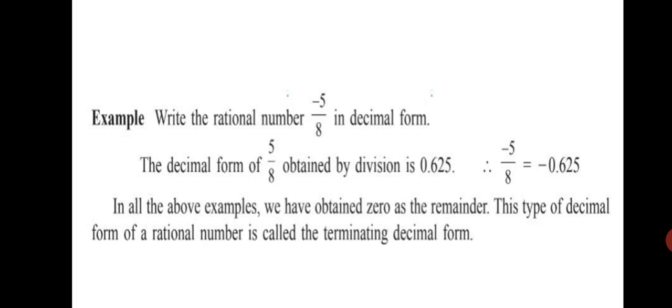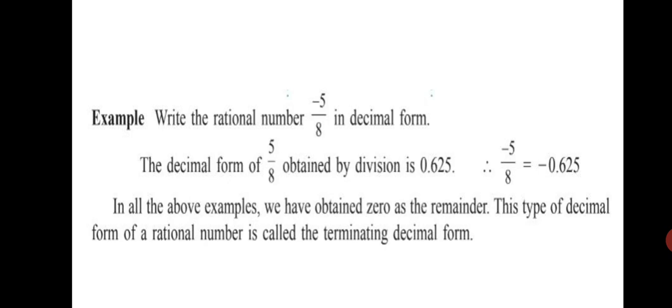Another example. Write the rational number minus 5 upon 8 in decimal form. Now in rational numbers, there are also negative signs involved. The decimal form of 5 upon 8 obtained by division is 0.625. Answer is given here. So if it is minus 5 upon 8, the answer will also come minus. So minus 5 upon 8 is equal to minus 0.625. So you have to keep this in mind. If it is a negative fraction, then you have to write the answer also negative.